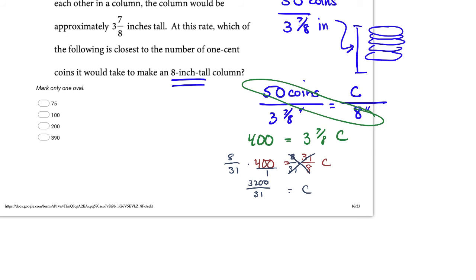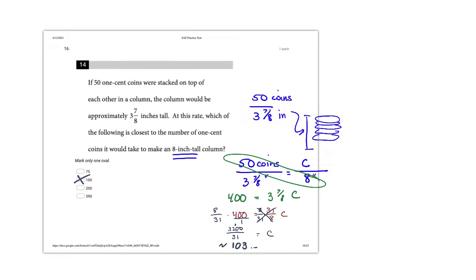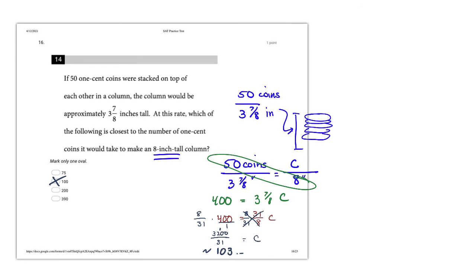31 goes into 32 once, remainder 1, then 0, about 3 times. It's approximately 103 times, so I'm getting 100 for that. Closest they wanted, and 100 is clearly the closest.